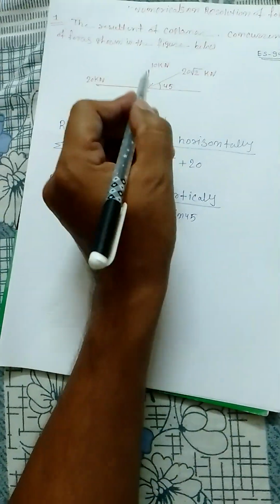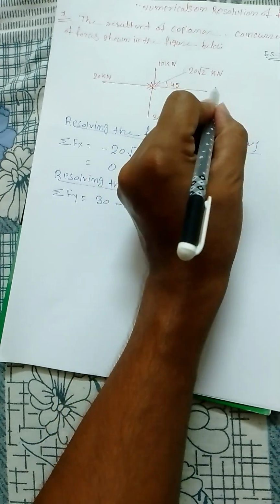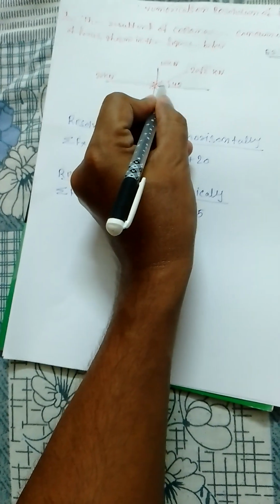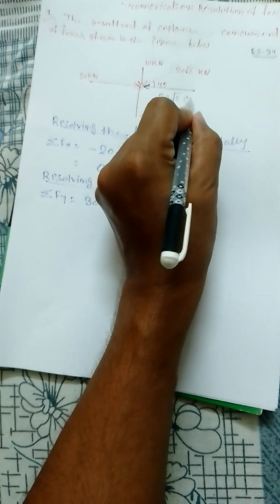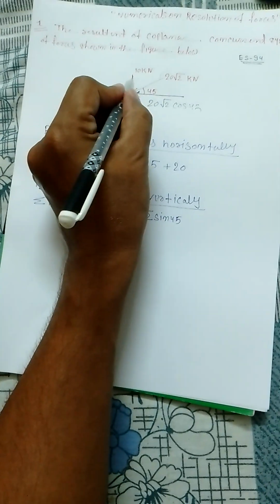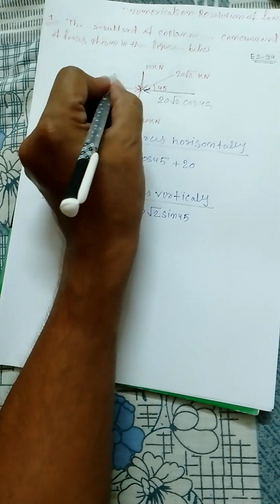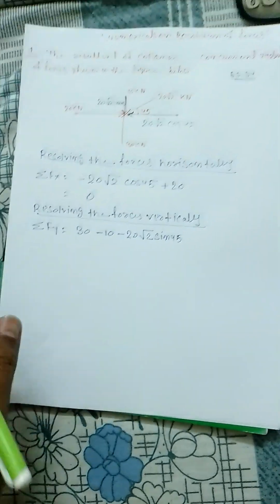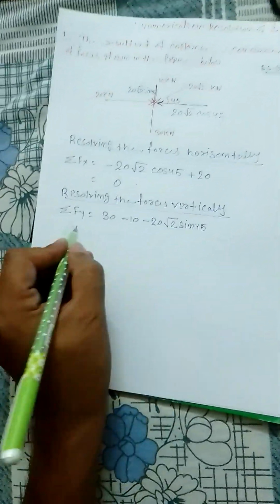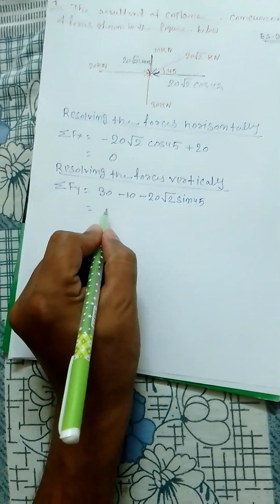Just for understanding, for the 20 root 2 force, its horizontal component will be like this, which I'm showing with the black pen, 20 root 2 cos 45, and the vertical component of this inclined force goes in the downward direction, which is 20 root 2 sin 45. How to resolve the forces you can get from the other videos. When you simplify this, the total for this is also 0.